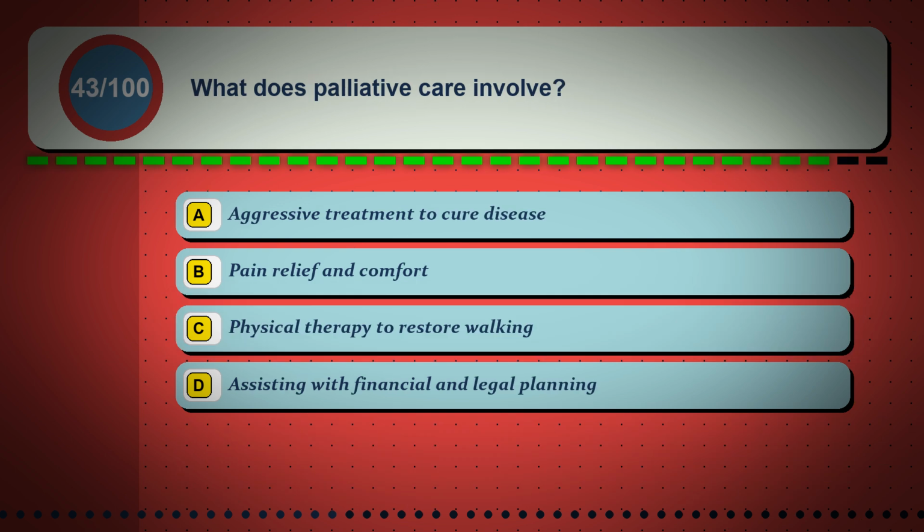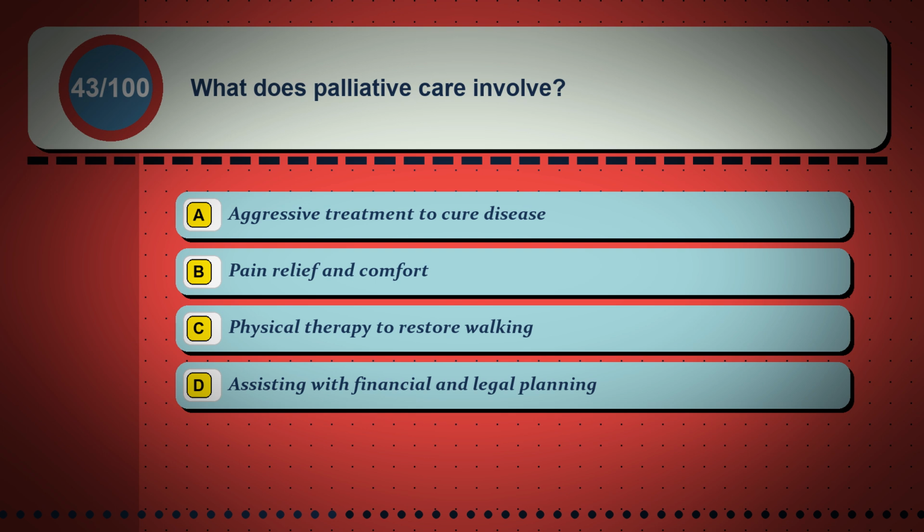Question 43. What does palliative care involve? Option A. Aggressive treatment to cure disease. Option B. Pain relief and comfort. Option C. Physical therapy to restore walking. Option D. Assisting with financial and legal planning.